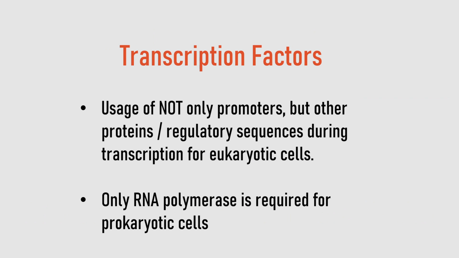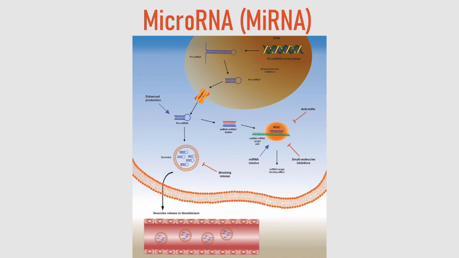Transcription factors are proteins that bind to promoter sequences and other regulatory sequences to control the transcription of the target gene. RNA polymerase by itself cannot initiate transcription in eukaryotic cells. Transcription factors must bind to the promoter region first and recruit RNA polymerase to the site for transcription to begin.